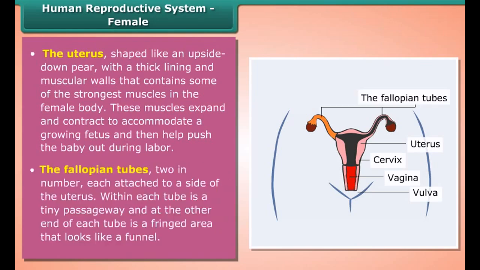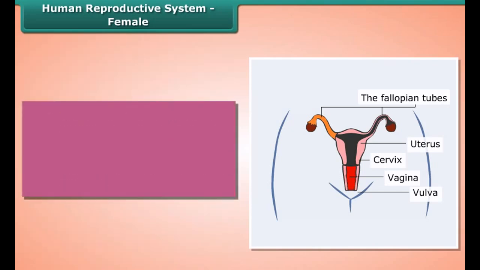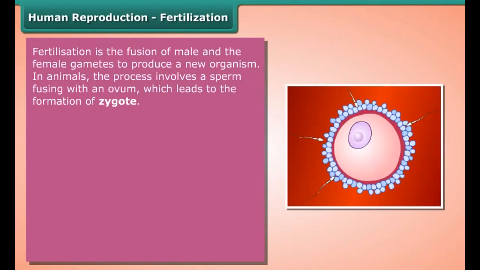The uterus, shaped like an upside-down pear, with a thick lining and muscular walls that contain some of the strongest muscles in the female body. These muscles expand and contract to accommodate a growing fetus and then help push the baby out during labor.